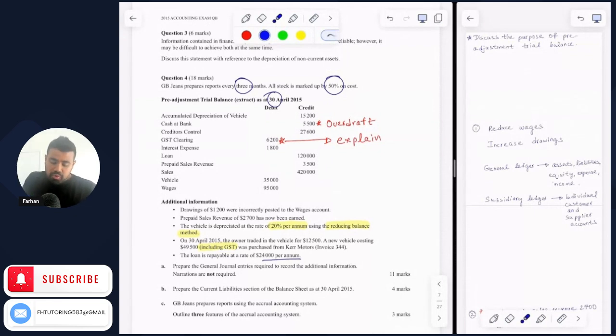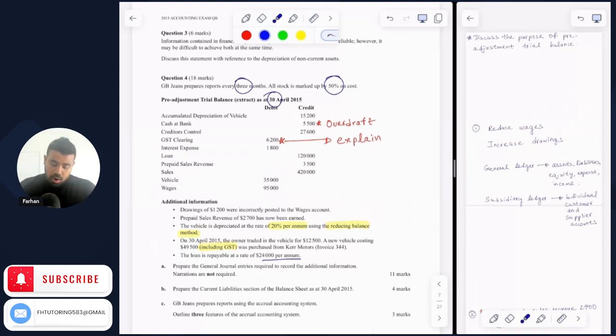GB Jeans prepares reports every 3 months. All stock is marked up by 50% on cost. So we're working with a business which reports 4 times in a given year. In a year, we have 12 months. And this business reports every 3 months or every quarter. So this means in a year, we have 4 quarters, which also means that this business reports 4 times: at the end of month 3, at the end of month 6, at the end of month 9, and at the end of month 12.